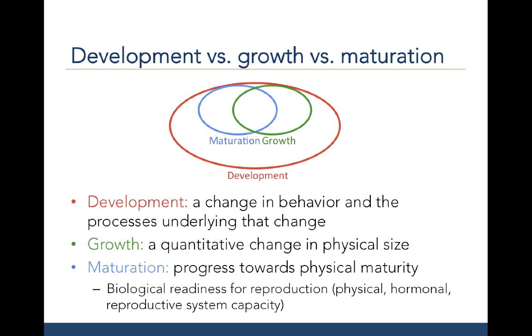Importantly, some aspects of growth are not related to maturation. For example, in aging, there is a quantitative decrease in muscle mass, but this has nothing to do with any change in biological readiness for maturity. Also, there are some aspects of maturation that are not related to growth. For example, changes in sex hormone levels don't necessarily affect growth. The take-home message, though, is that development continues after growth and maturation are complete. So in this diagram, it encompasses both of those terms, and it also includes many other things.